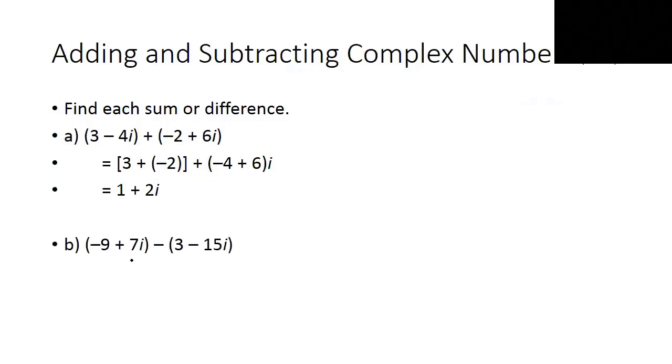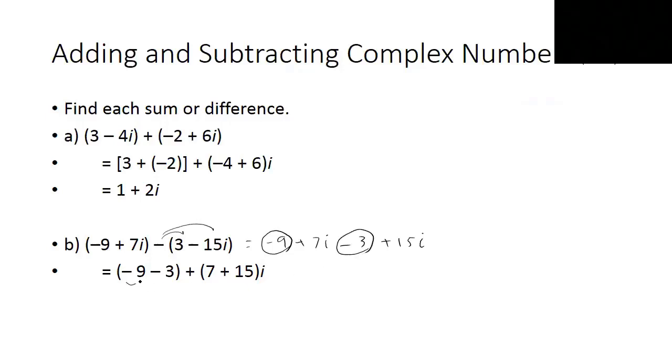Similarly, when you subtract these, you just distribute the minus and do the same thing. You could distribute this minus 1 here and write it as minus 9 plus 7i, minus 3 plus 15i, and then combine the real parts, which are minus 9 and minus 3. And then you combine plus 7i plus 15i, which adds up to 22i. So the result is minus 12 plus 22i, written in standard form.